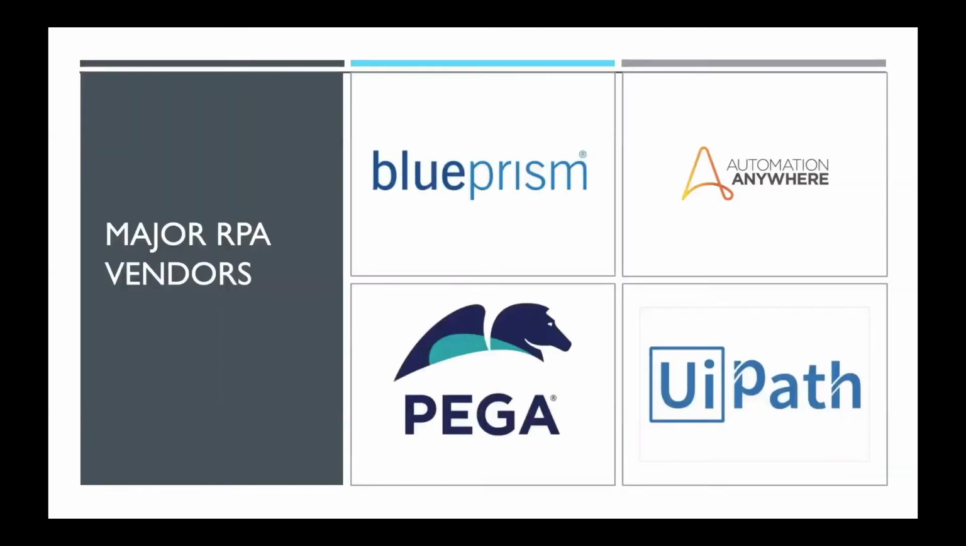So these are the major RPA vendors: Blue Prism, Automation Anywhere, Pega, and UiPath. According to my research, UiPath, Automation Anywhere, and Blue Prism are the most used. I haven't really used or heard of Pega.